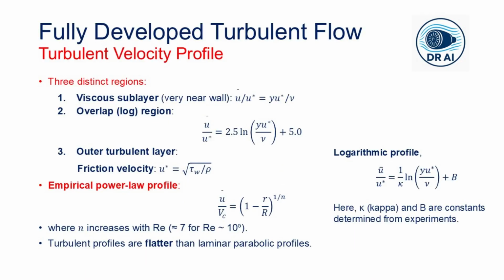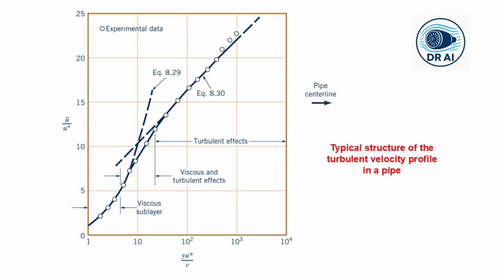Remarkably, by matching the behavior of the inner and outer regions in this overlap layer, we can derive a universal velocity profile called the law of the wall, or the logarithmic profile, which is given by this equation: u bar over u star equals 1 over kappa times the natural logarithm of y u star divided by nu, plus B. Here kappa and B are constants determined from experiments. This logarithmic equation, as shown in this figure, fits experimental data incredibly well over a wide range of Reynolds number.